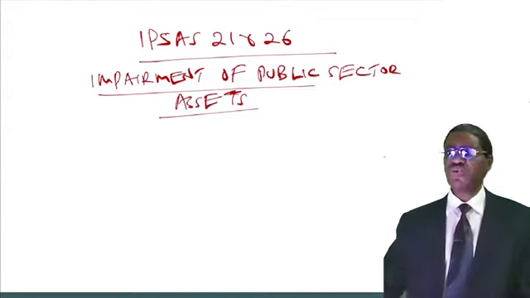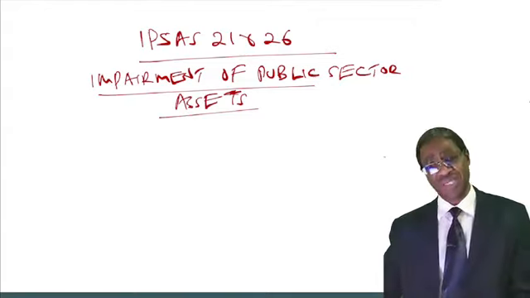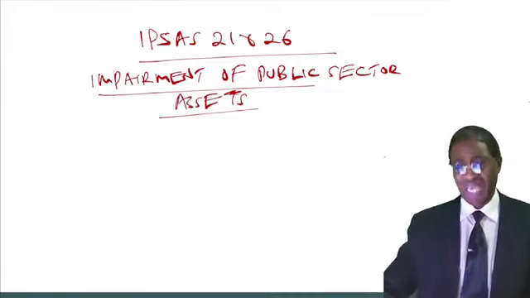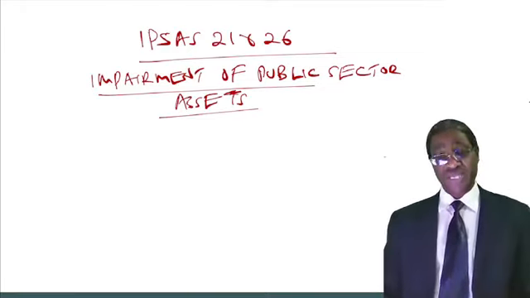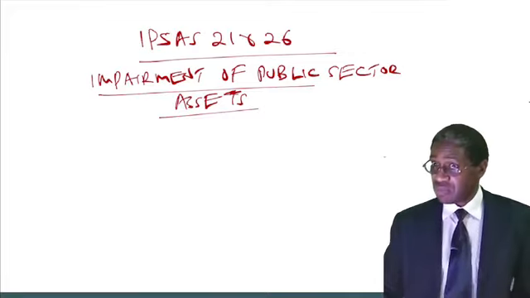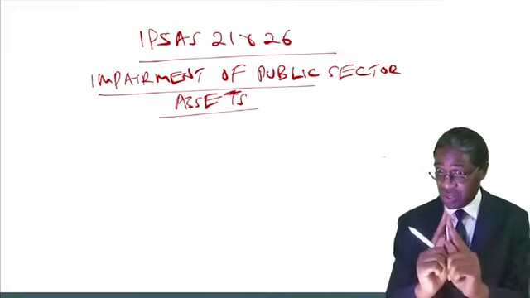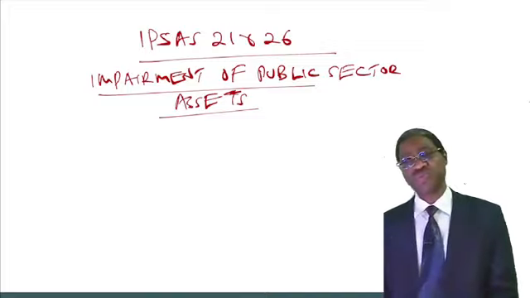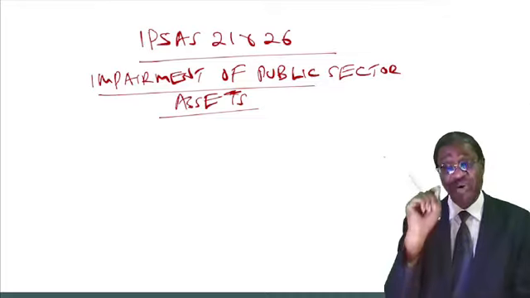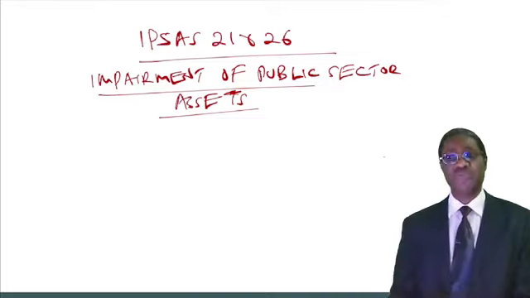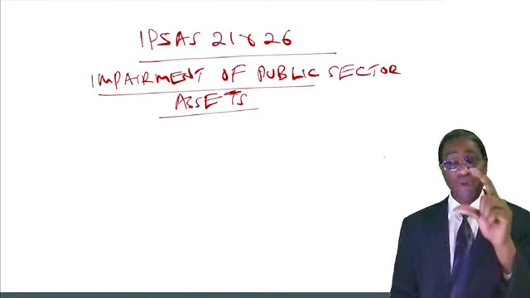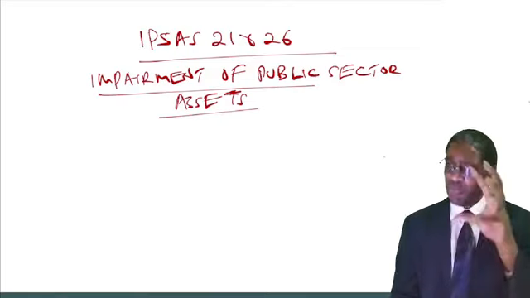Okay. What we want to discuss in this topic is, listen, how does a public sector entity test for impairment of their assets? Public sector entities, not the normal business. For a normal company, we had already discussed in our earlier subtopics how to test for impairment of assets for a normal business.